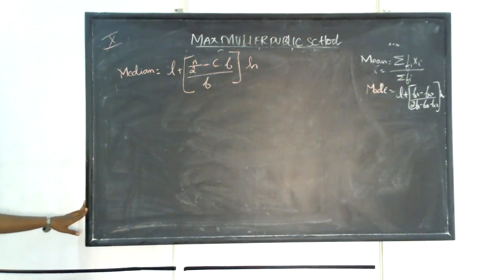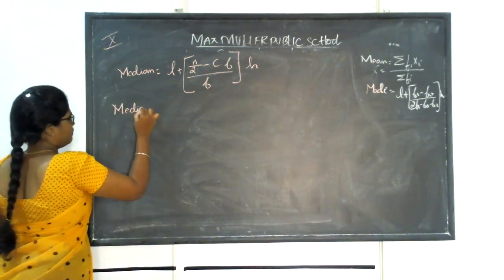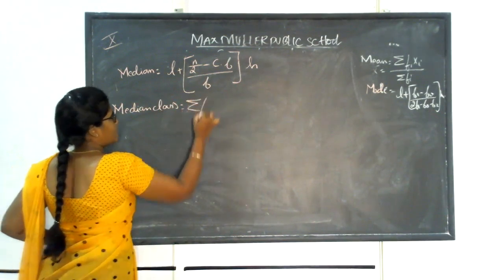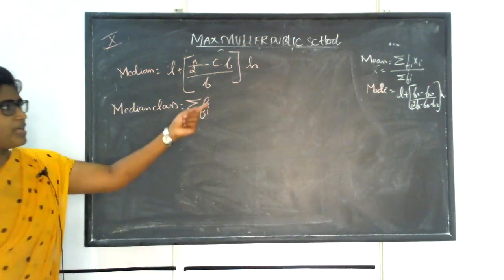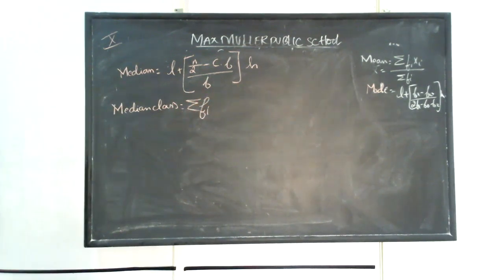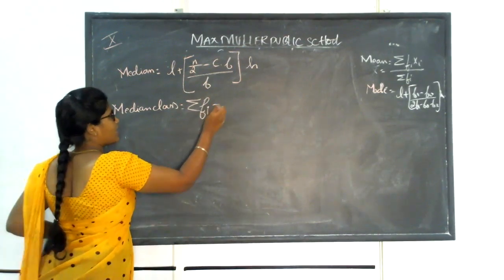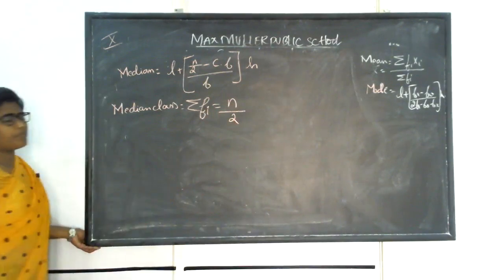What is L? L is the lower limit of the median class. How will you find the median class? The median class is found using sigma Fi. You were finding the sigma Fi for the mean, right? In the mean formula you have sigma Fi in the denominator. Here also you find sigma Fi, take it as n, and divide it by 2. If you do, you will get the median class.